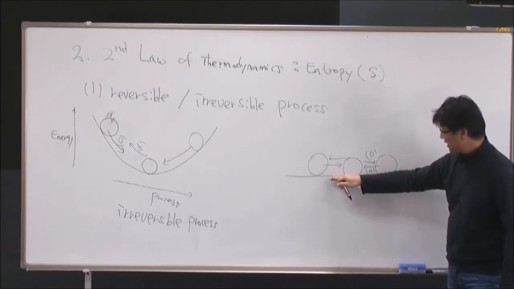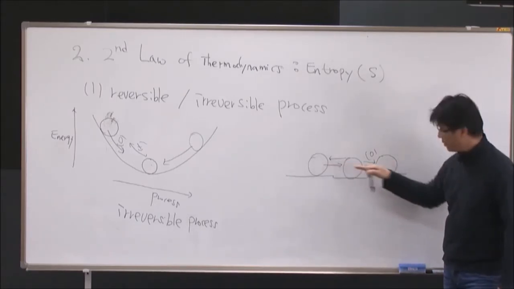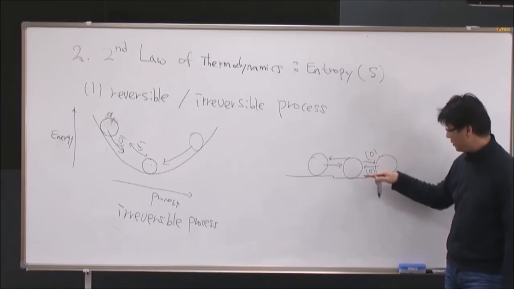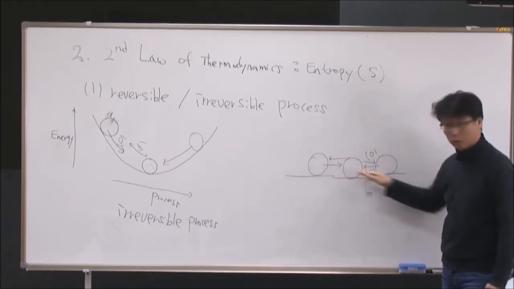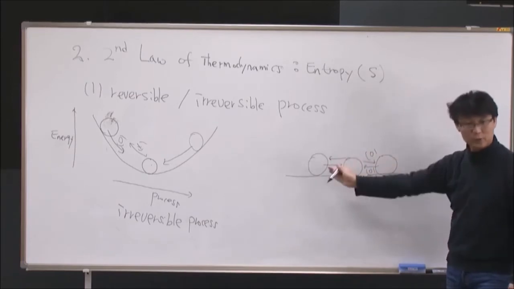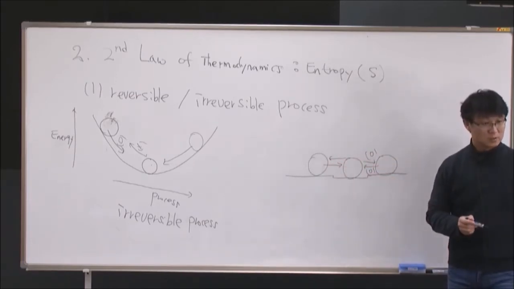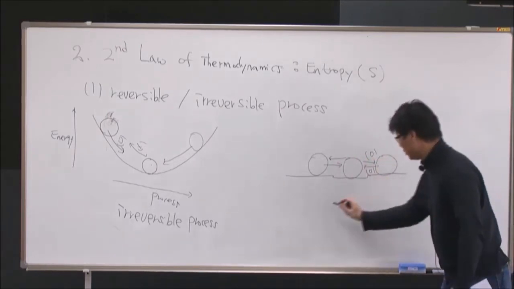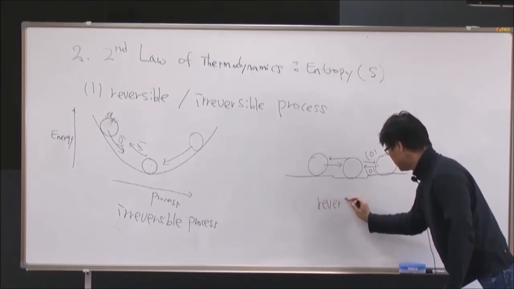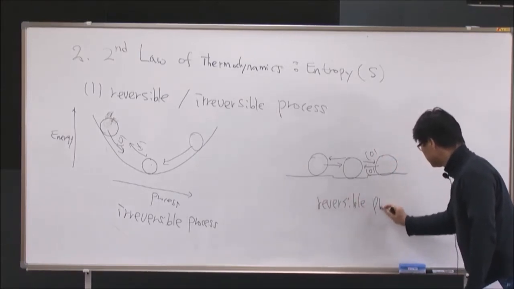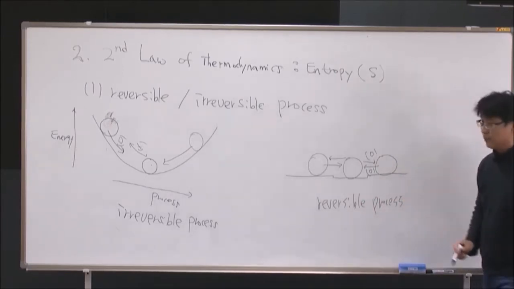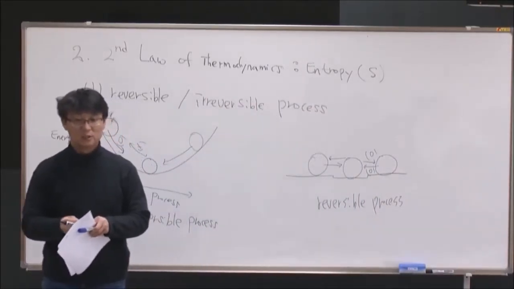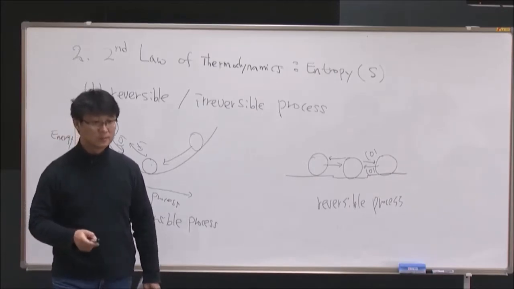Of course, the difference should be extremely small, so the ball doesn't feel any difference in terms of height or energy. Then the ball can move this way or this way. If there's no friction energy here, the ball can move to any position without changing its energy. So it can go in both directions, and this one we call a reversible process. In terms of thermodynamics, we call this the thermodynamic equilibrium state. So, equilibrium state.